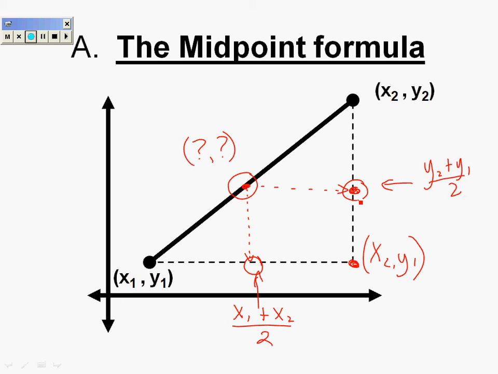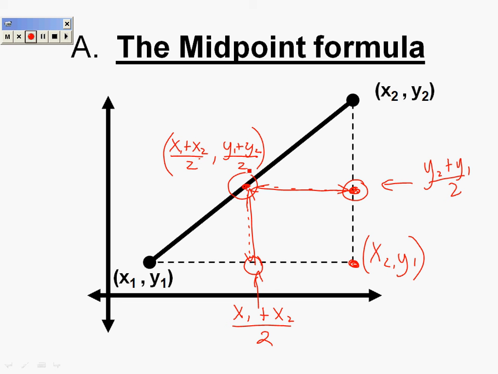Now, why did I want to find the middle of these dotted lines? Well, because when I put those together, we get the middle of the solid line. So we don't have to have question marks there anymore. We can actually say what the midpoint is. The midpoint is x1 plus x2 over 2 for the x value, and y1 plus y2 over 2. And that's the midpoint formula.